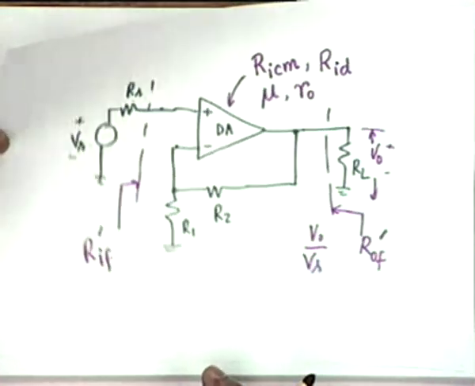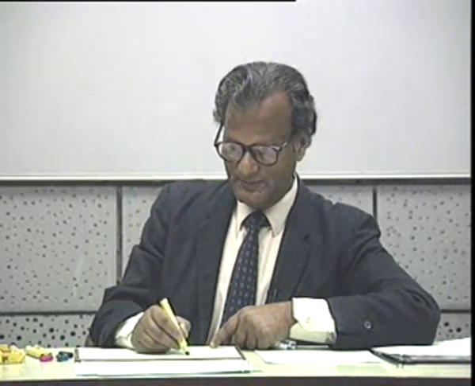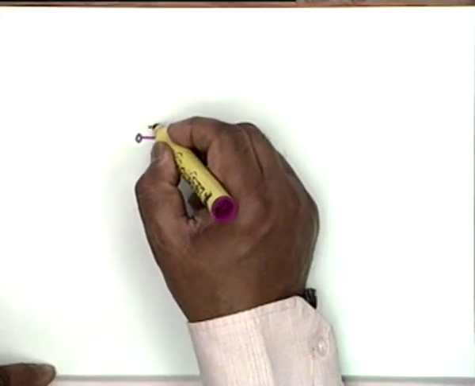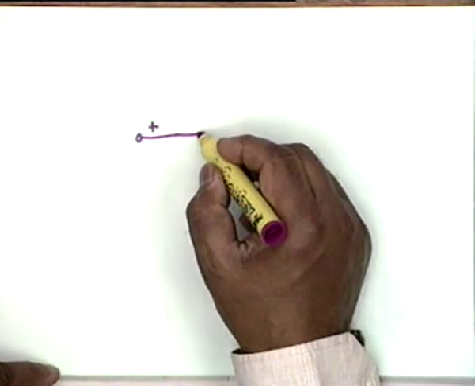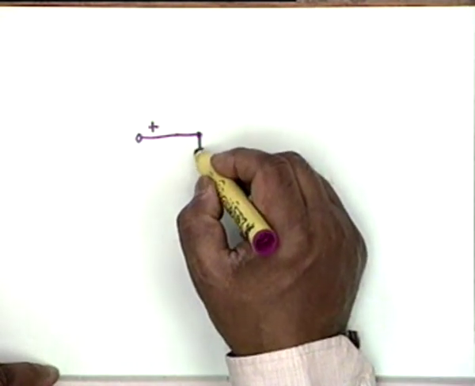So, it is a series shunt connection. Now, the differential amplifier can be modeled like this. I have not discussed this earlier. I thought this would be an appropriate occasion. The differential amplifier can be modeled like this.